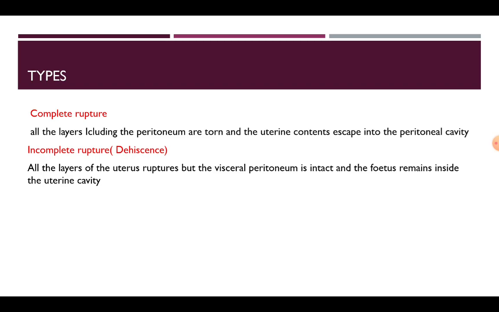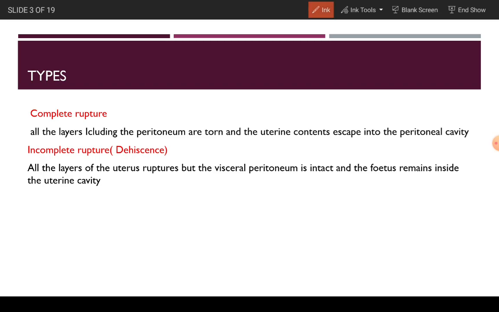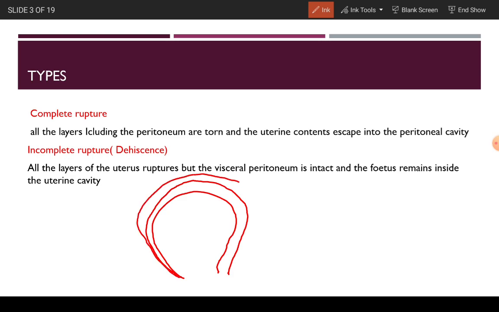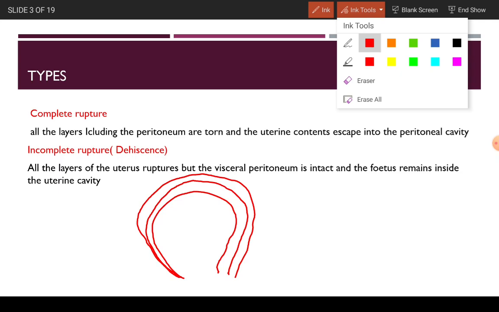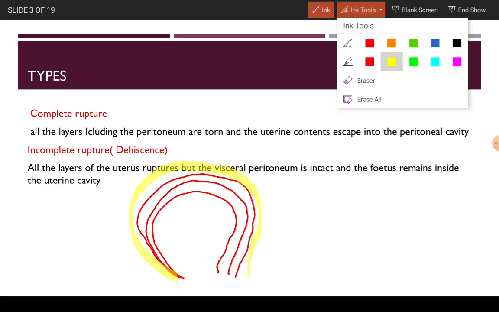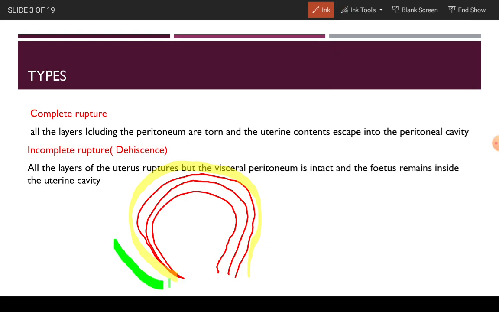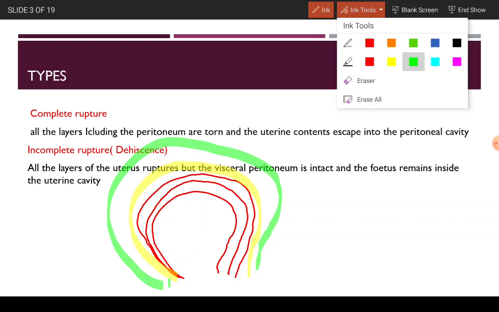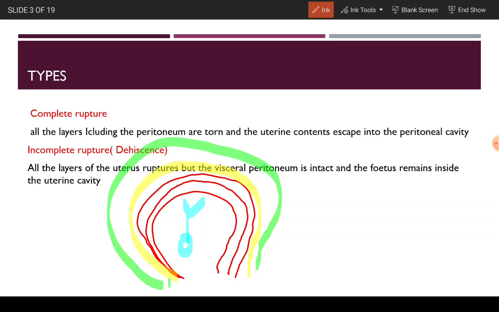When we talk about the types, you can see that the uterus has 3 layers: the inner layer endometrium, then myometrium, then perimetrium. Then you have the visceral peritoneum and also the parietal peritoneum. In between you have the peritoneal cavity. So this is the fetus.